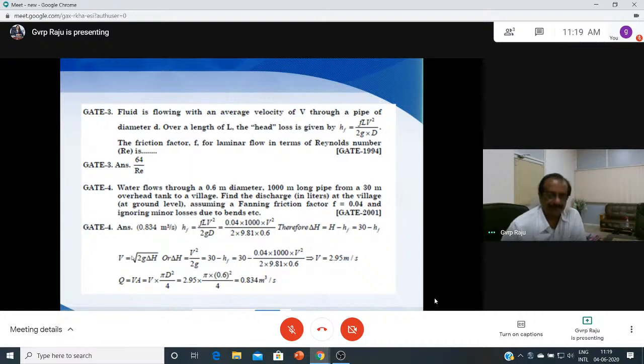The problem 3 here: the fluid is flowing with an average velocity of V through a pipe of diameter D over a length of L. The head loss is given by hf is equal to f L V square by 2 g D. So he has given the head loss due to friction, which is f L V square by 2 g D, and asks for the friction factor. For laminar flow, he mentioned that the flow is laminar. So the answer is 64 by Re. The answer is 64 by Re.